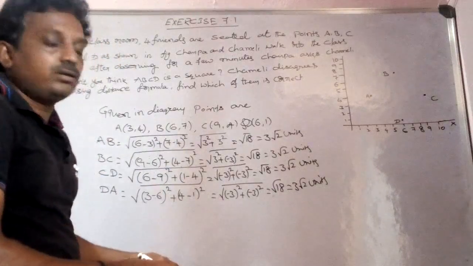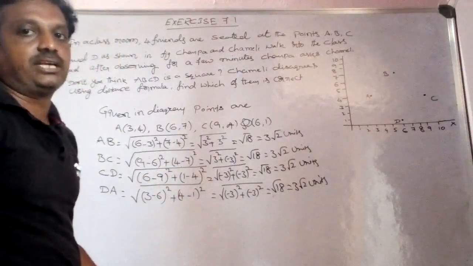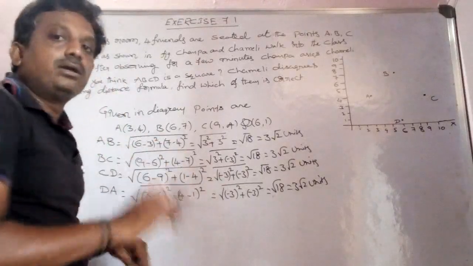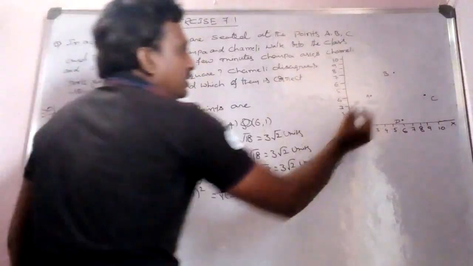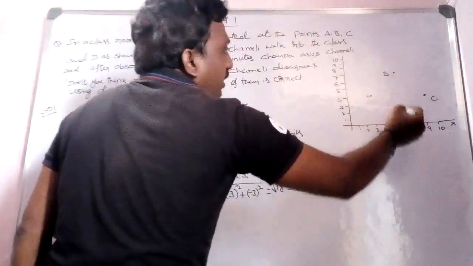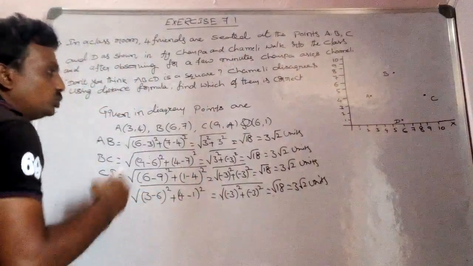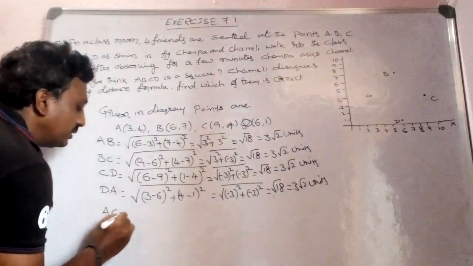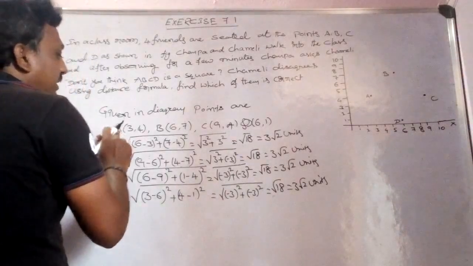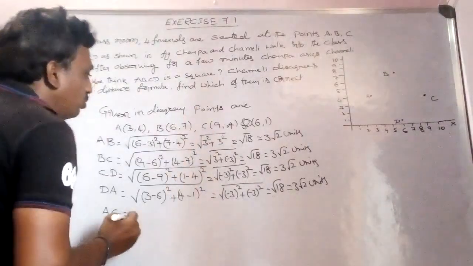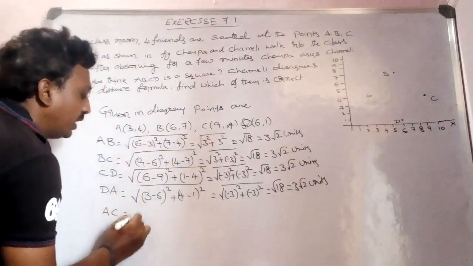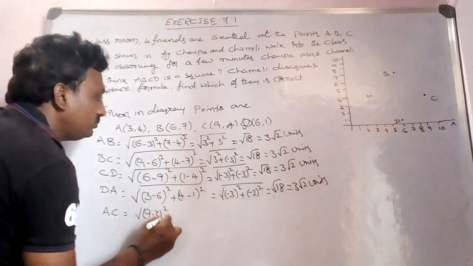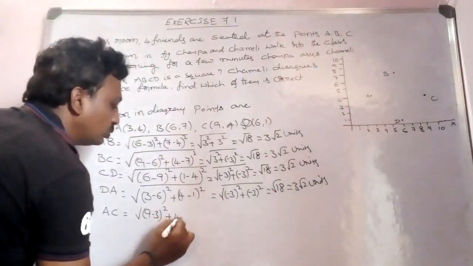In a square all sides are equal, and in a rhombus also all sides are equal. But in a rhombus the diagonals are not equal, whereas in a square the diagonals are equal. The diagonals here are AC and DB. So you should find AC and BD. Now AC, where A is 3, 4 and C is 9, 4. Square root of 9 minus 3 whole square plus 4 minus 4 whole square.